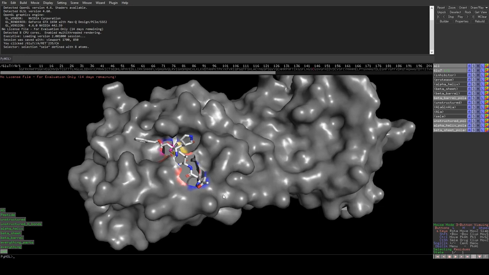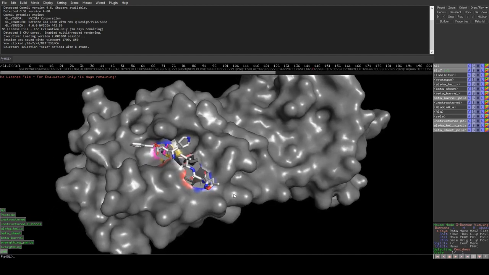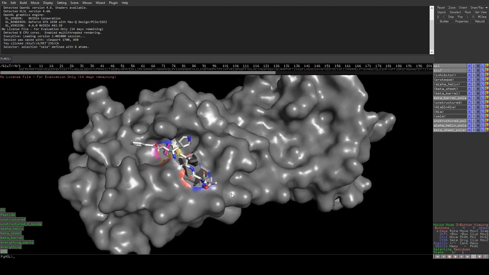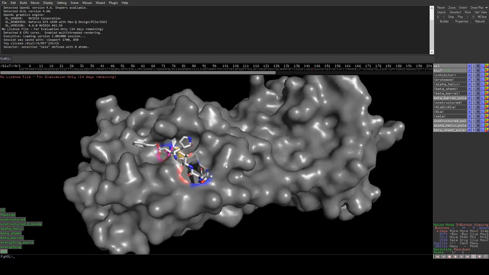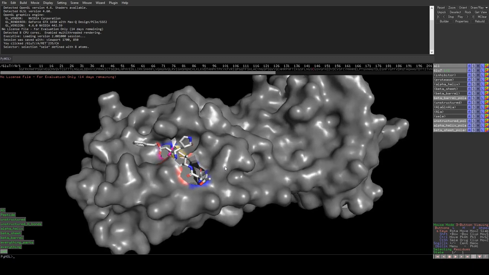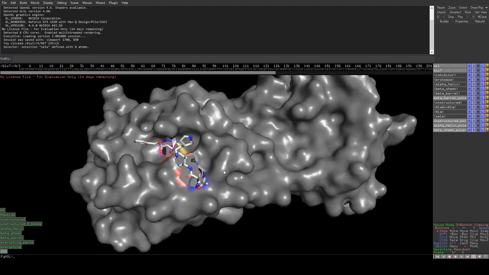What's TF? Transcription factor? No, what's TF? Okay, no. Transcription factor would also not have an active site, I would assume. This is actually a protease.